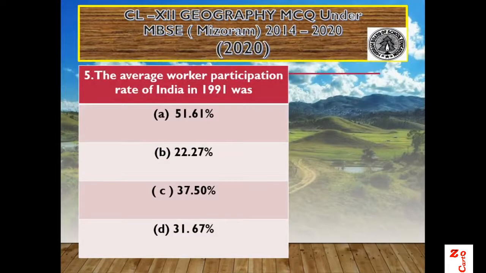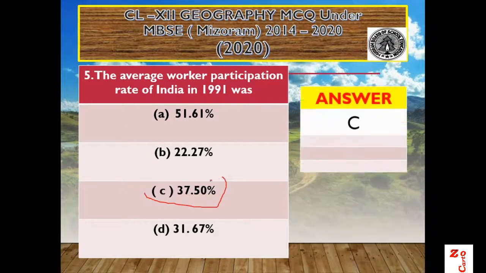Last question. The average worker participation rate of India in 1991 was A. 51.61%, B. 22.27%, C. 37.50%, D. 31.67%. C. 37.50%.